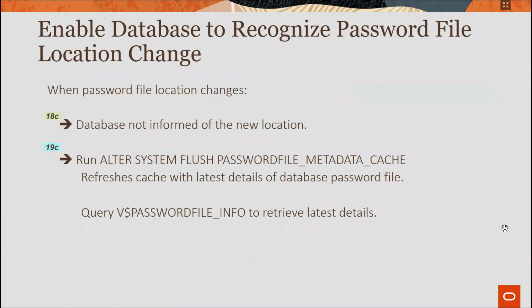We can also go through in 19C and allow the database to recognize when you have a password file location change. Right now, we can't do that. In 19C, we can run an alter system flush password file metadata cache to let it refresh the cache, and now the database knows that the particular password file has changed.